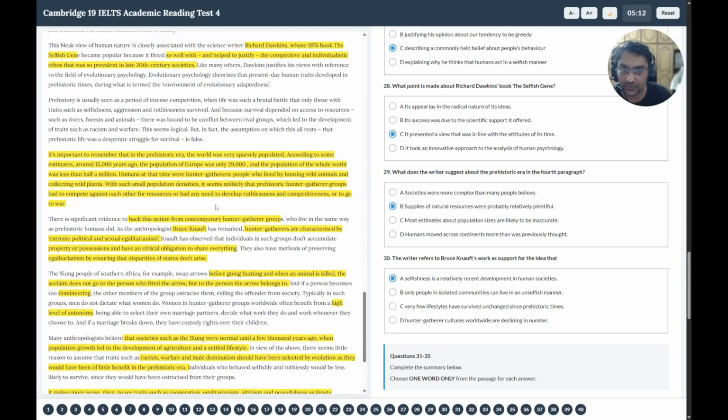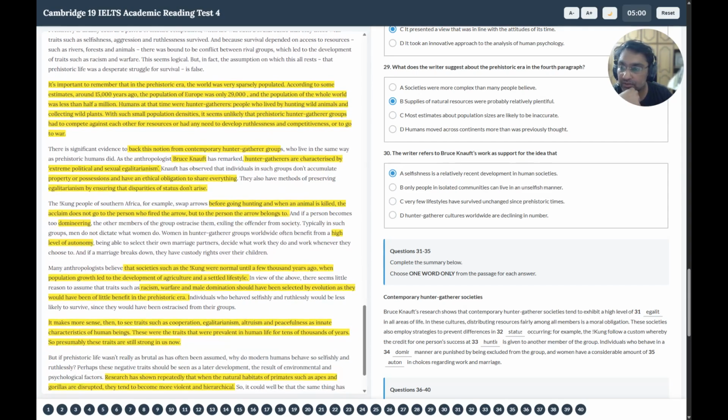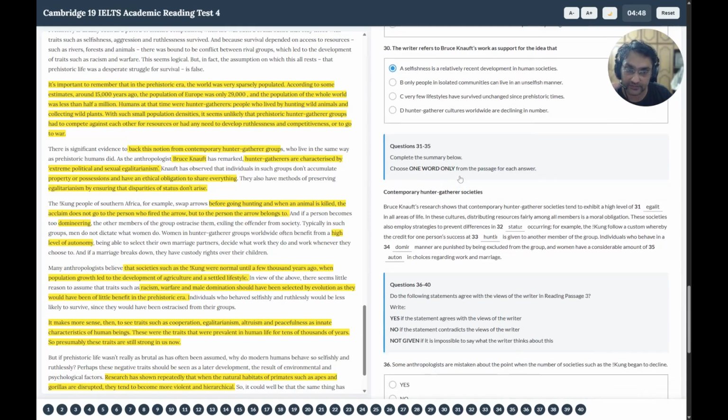Supplies of natural resources were probably relatively plentiful. Yes, they didn't compete with each other. इसका मतलब है supplies बहुत ज़्यादा थी. The writer refers to Bruce North's work as support for the idea that selfishness is a relatively recent development. Modern humans get characterized, or that individuals don't complain. They also have methods of... yes, as support for the idea is a recent development.